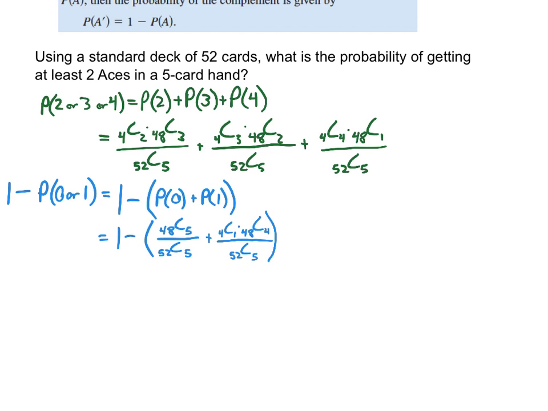So this is where the complement principle can really save us some work. Now this is a very simple one as far as just a 5-card hand. But let's suppose we had the probability of something happening and there were 50 people, and we wanted the probability of at least 3 of those 50 people experiencing this. Well, we'd have to figure out the probability of exactly 3, exactly 4, exactly 5, exactly 6, all the way up to 50.